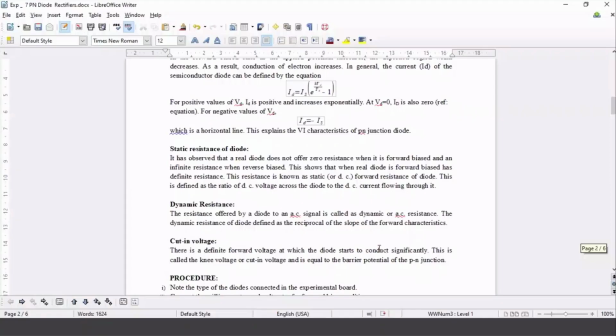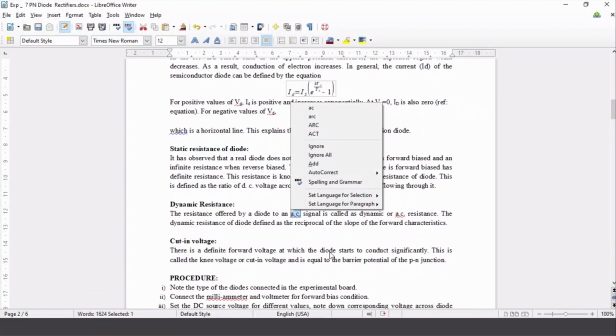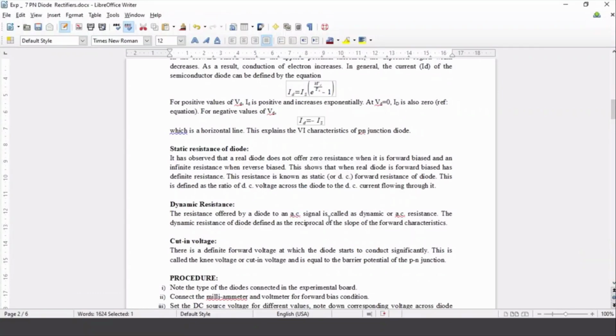What is dynamic resistance? It is the resistance offered by the diode to an AC signal. When the same PN junction diode is used for an AC signal, what will happen? An AC signal is not static, right? It is a varying quantity. It varies between positive as well as negative values, and it is oscillating. In that case, the resistance which this device offers is an AC resistance. To find this, the dynamic resistance of the diode is defined as the reciprocal of the slope of the forward characteristics.